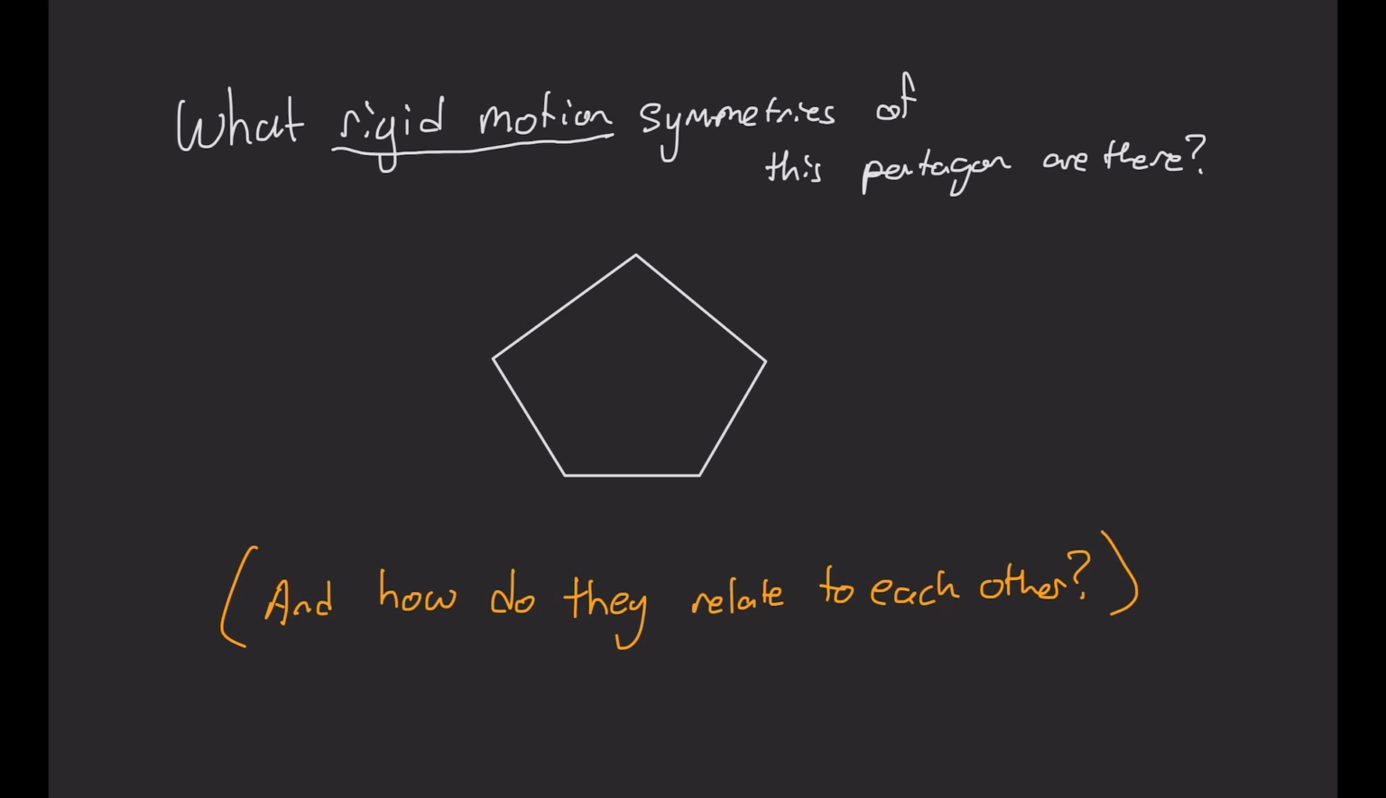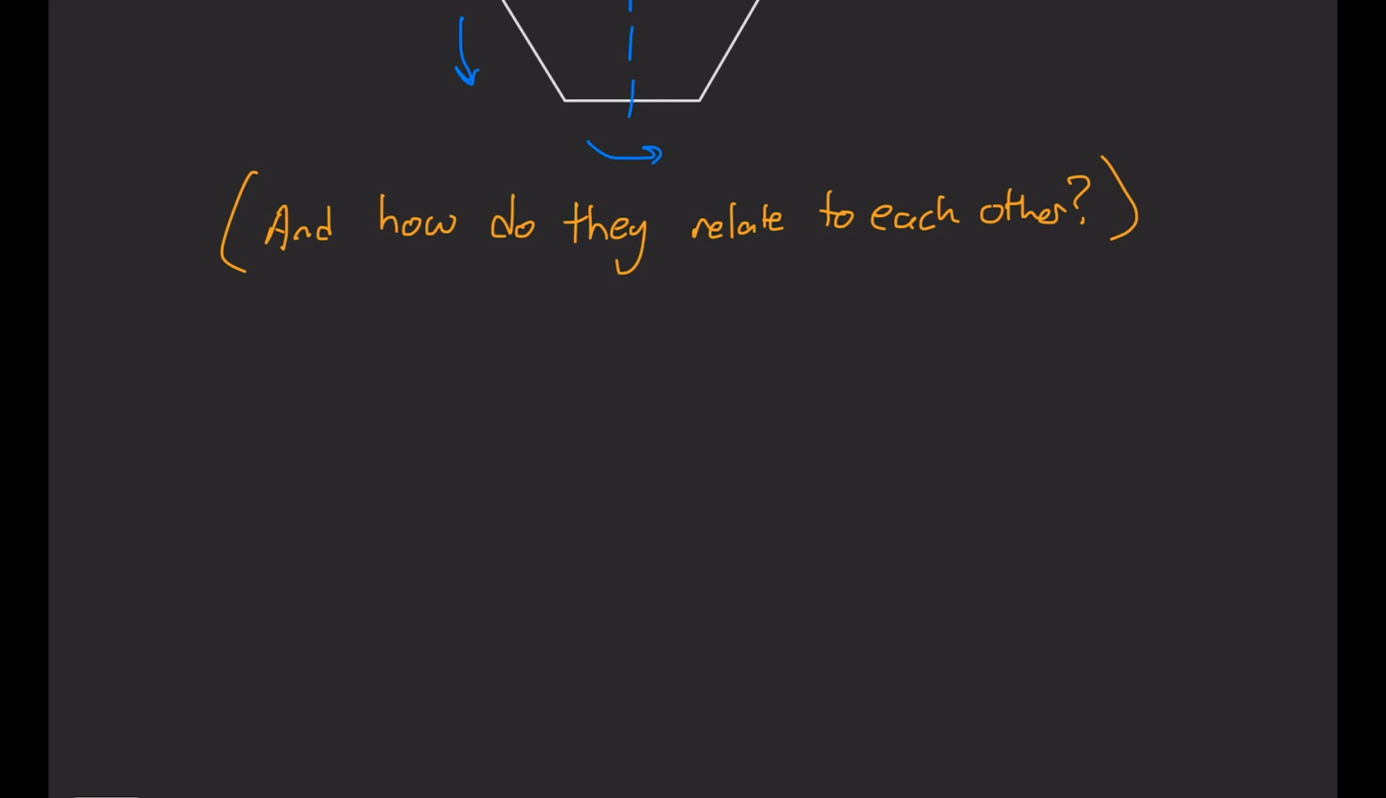So what do I mean by rigid motion symmetries? Well, imagine picking up this pentagon off the screen and playing with it and then putting it back. So doing stuff like rotating or flipping, so reflections, and putting it back so it looks the same, I'll consider that a rigid motion symmetry. Okay, so let's just jump in.